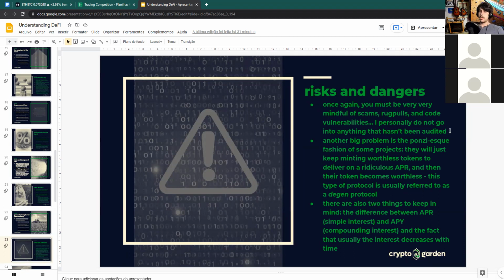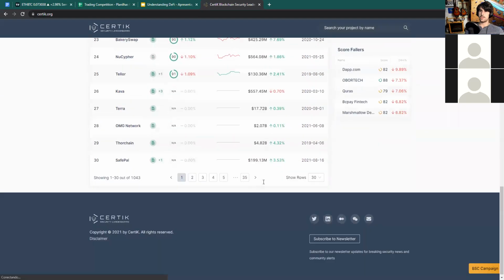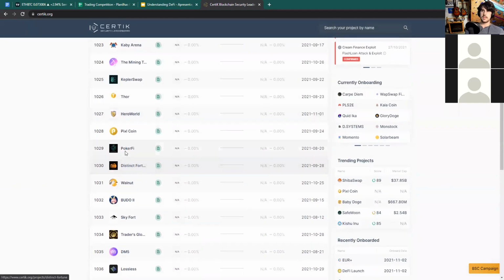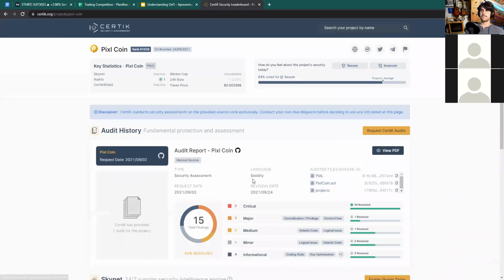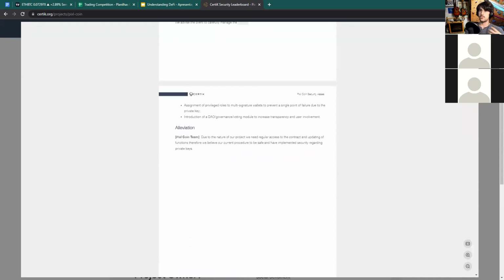And not only check if it is audited, but go through the audit report, read it, see what you think. Usually they'll tell you whatever they found. So let's go, for example, to the CertiK website. Now they audit Binance Smart Chain and Polygon projects. Let's pick one from the 35th page. So let's say this Pixel coin right here. And they have, in this case, 15 total findings. So you just go through the report right here, you click view PDF, and you check what those findings were. Are they concerning? What is the team doing to solve it, right?